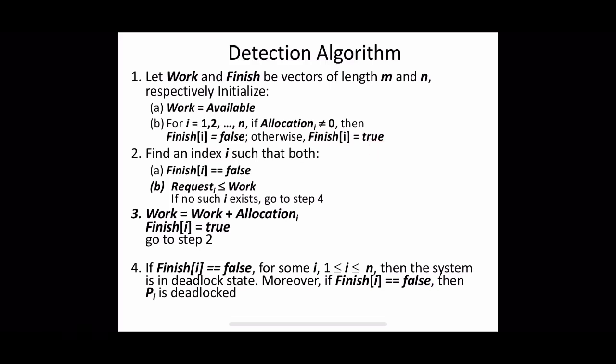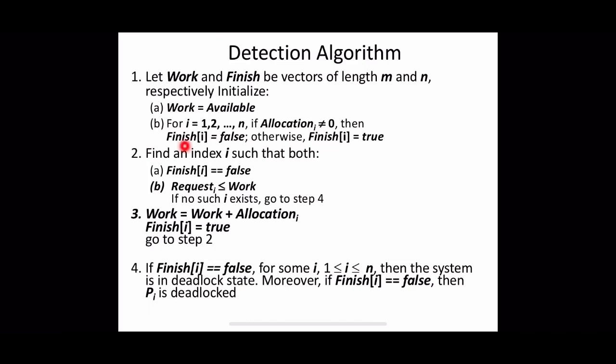This is how it is initialized. Now the second step: we have to find a sequence in which the system is able to proceed in case of all the processes which are yet to finish. So take all those processes which are yet to finish and find a sequence in which these processes are able to complete their execution.